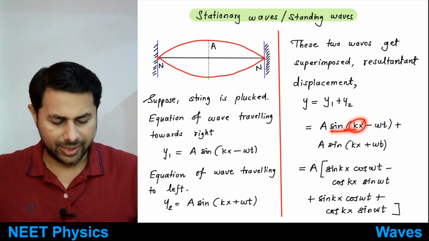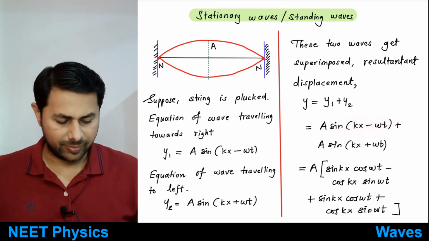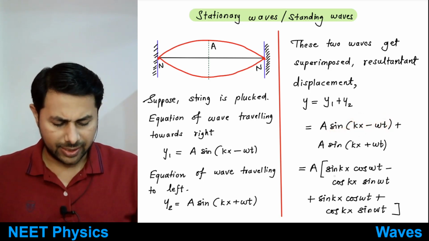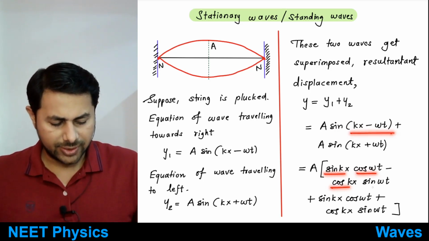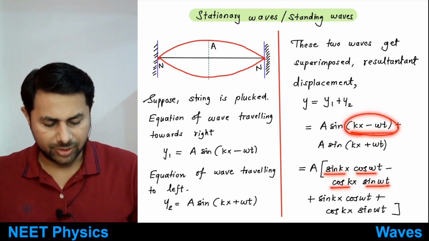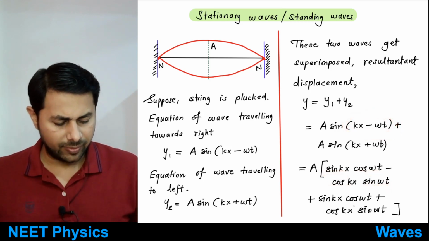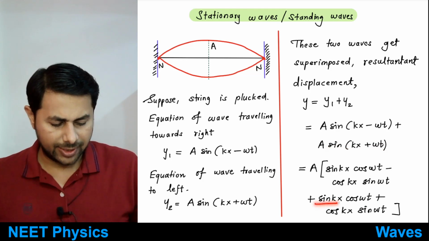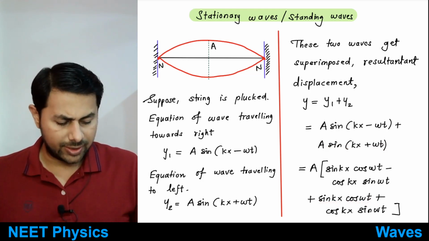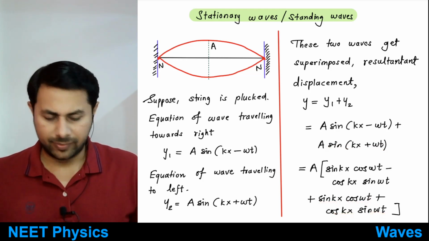So your a is kx and b is omega t. So using that formula, you can write sine kx cos omega t minus cos kx sin omega t. That is the expansion of sine of kx minus omega t. And similarly, expansion of sine of kx plus omega t would be sine kx cos omega t plus cos kx sin omega t, right?